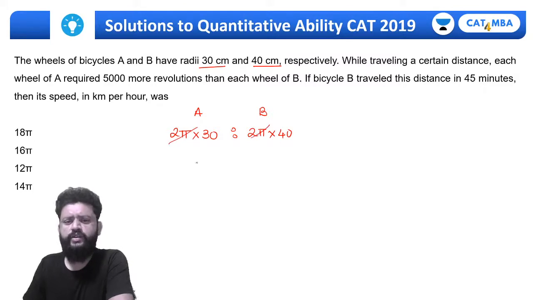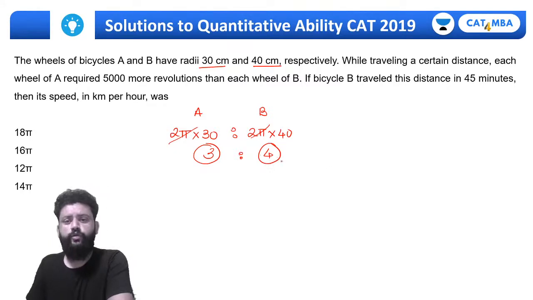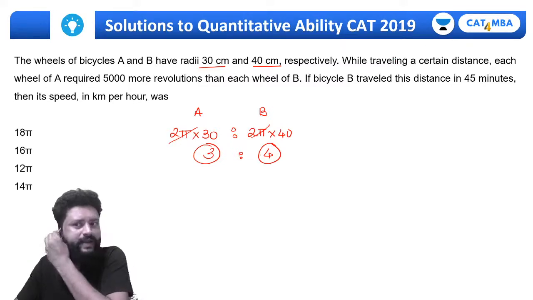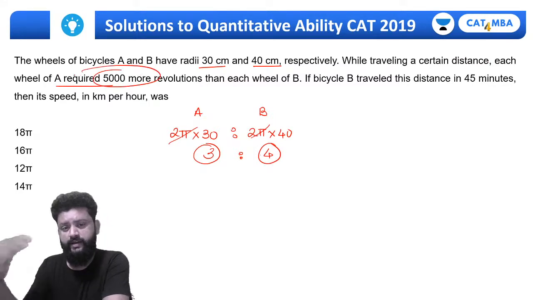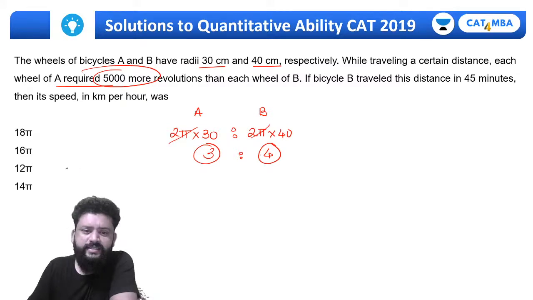So circumference का ratio ही यहाँ पे 3:4 है. That simply means in one rotation wheel of bicycle A covers 3 units and wheel of bicycle B covers 4 units. 4 centimeter बोलो या kilometer बोलो, that doesn't matter. This is ratio. Ratio has no units. Okay. The next thing we know is while traveling the distance, each wheel of A required 5,000 more revolutions, right? 5,000 more revolutions. So now this is the distance traveled. Okay. Now first thing, this is the distance travel in one rotation or one revolution.